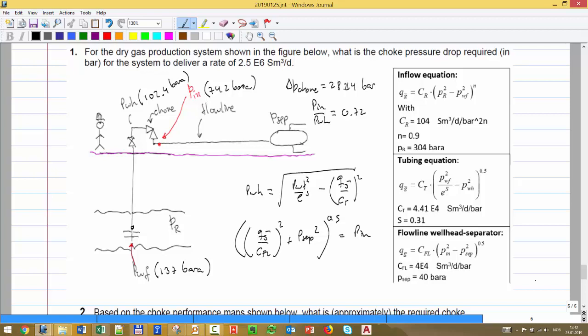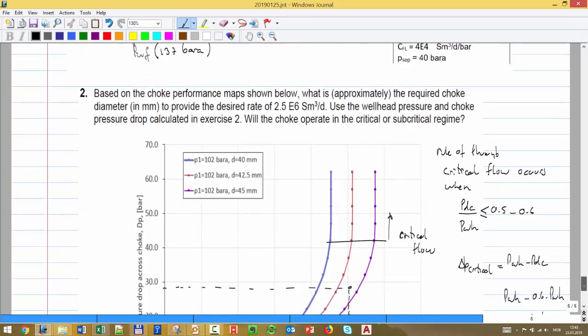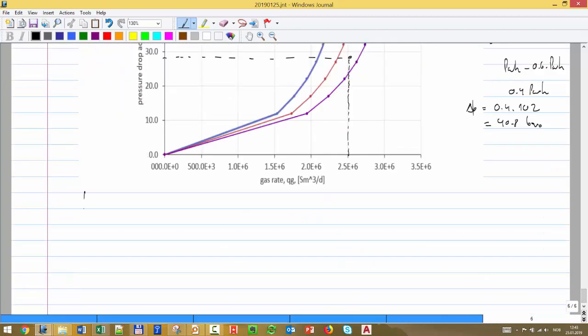Okay. So anyone else, did you solve it manually or using Excel? Excel, okay. What number did you get? 2.67 times e to the 6, for open choke. QG is 2.67 e to the 6. And I think that's the result.